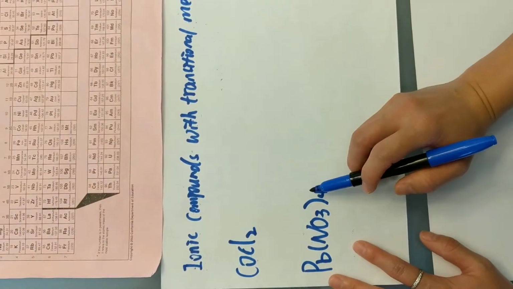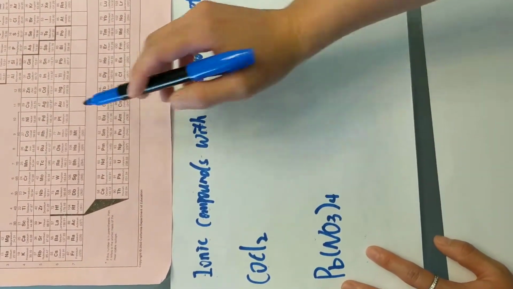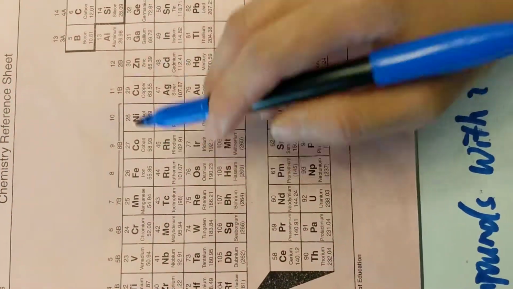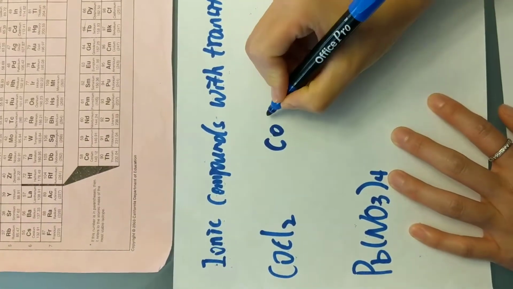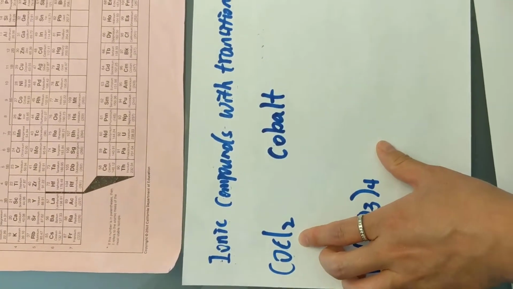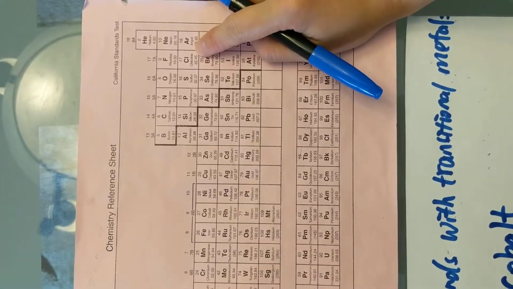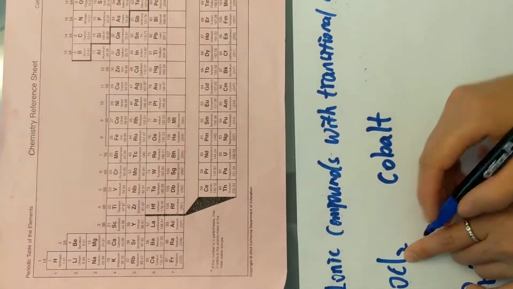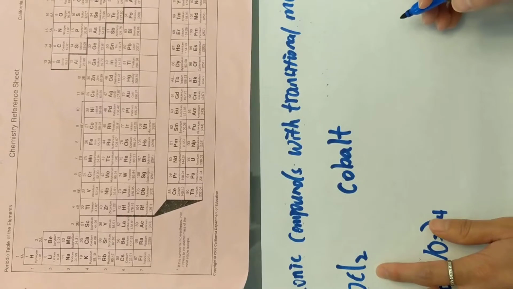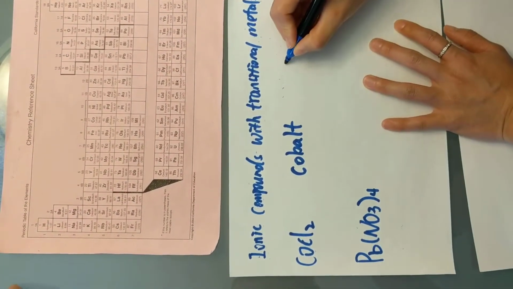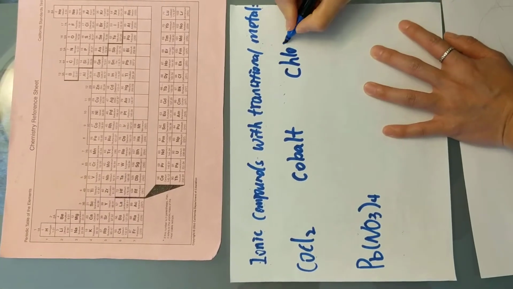Write the name of the transition metal from the periodic table. CoCl2. Co, that is cobalt. Cl, that is chlorine, the same as in the ionic bonds: remove the end and add IDE at the end of chlorine. So that means chloride.